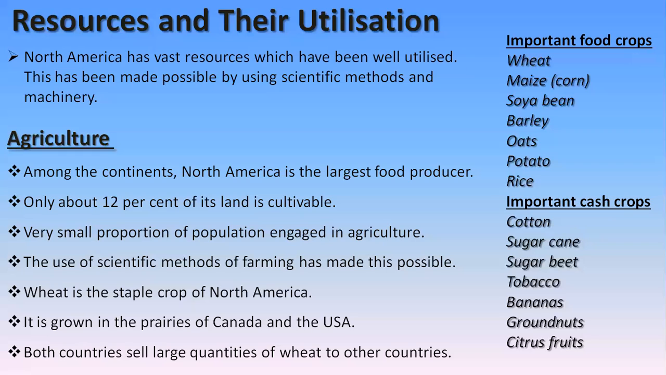Wheat especially is a staple food. We already discussed that the staple food wheat is grown in the prairies of Canada and USA. That means the grass prairies, the grasslands, where we have cultivation of wheat and some other important food crops. Mainly they cultivate wheat over this area, the prairies. Both countries sell a large quantity of wheat to other countries. That is another important thing. Most of their production is sold to other countries.